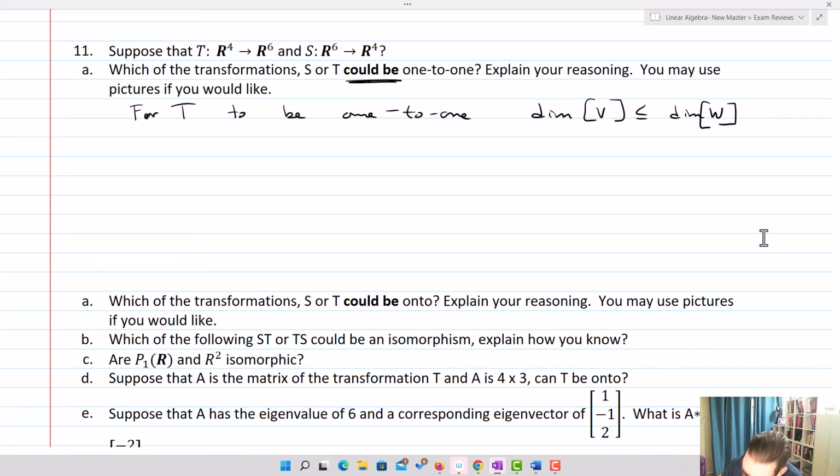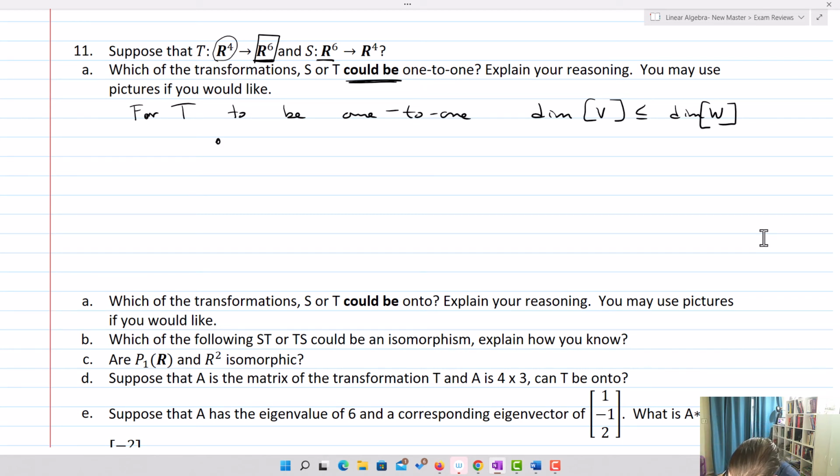Basically, to be 1-to-1, we've essentially got to have every element in V go to one and only one element in W. So if there are 4 dimensions in V, it's possible that we end up in only 4 dimensions in W, because W is actually bigger. But if we go the other way around, and this is the challenge here, we're into R6, so we have more dimensions in our domain and we're trying to fit them into fewer.